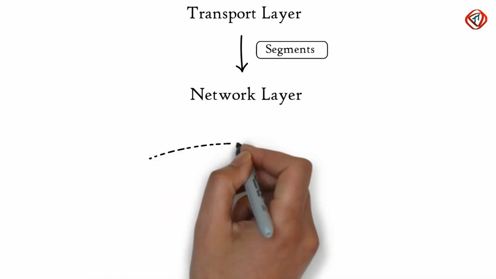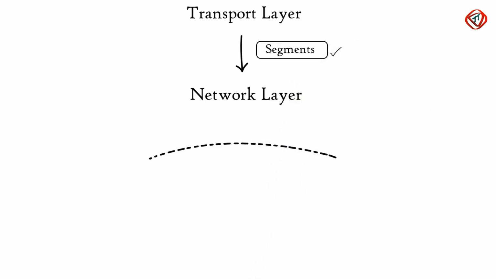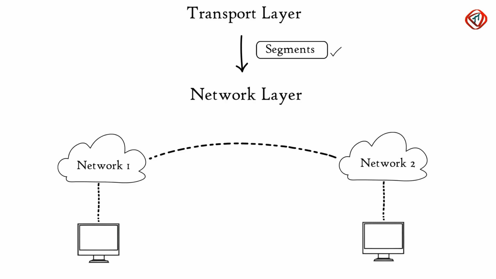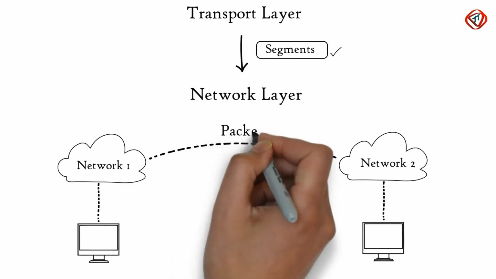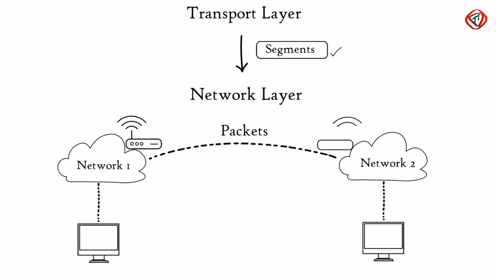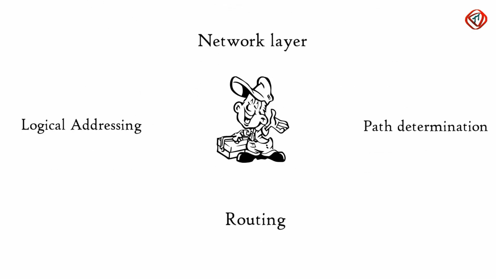Network layer works for the transmission of the received data segments from one computer to another located in different networks. Data units in the network layer are called packets. It is the layer where routers reside. The functions of network layer are logical addressing, routing and path determination.